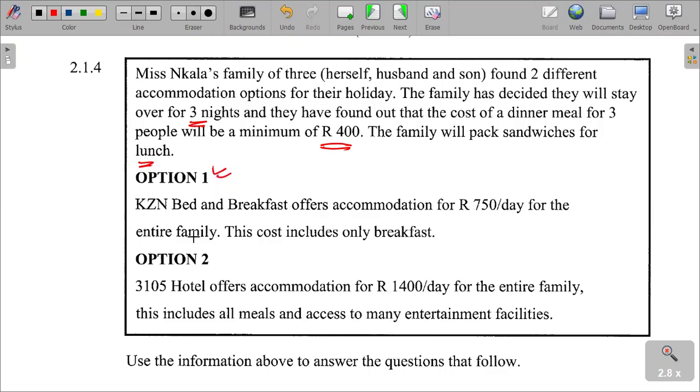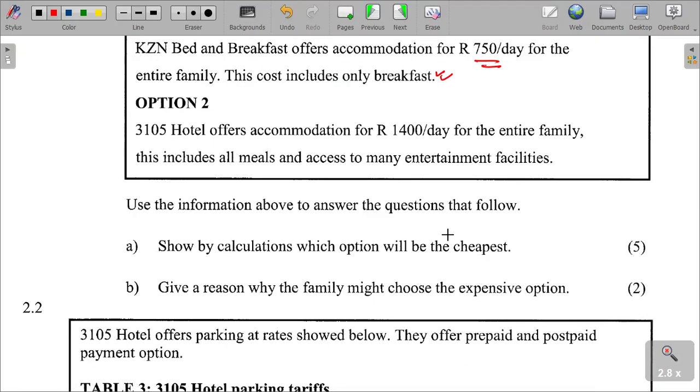Option one: KZN Bed and Breakfast offers accommodation at 750 per day for the entire family. The cost includes only breakfast. And then option two: 3105 Hotel offers accommodation for 1,400 per day for the entire family. This includes all meals and access to main entertainment facilities.